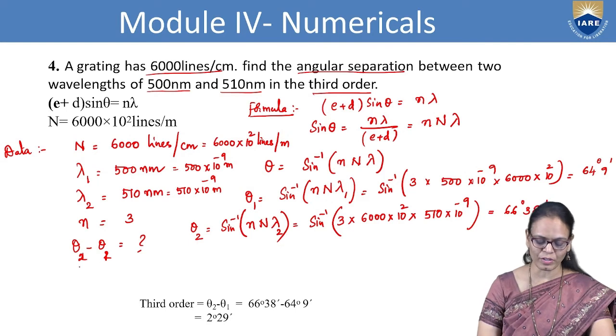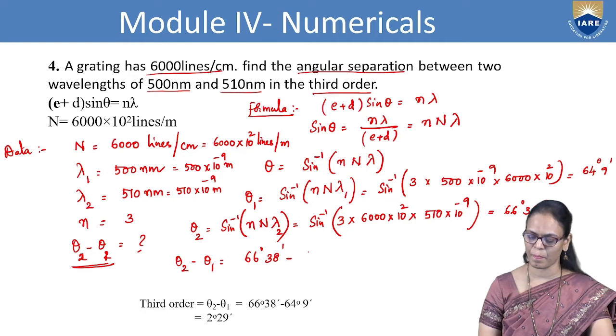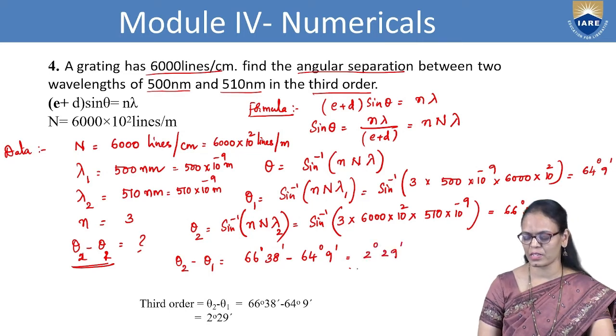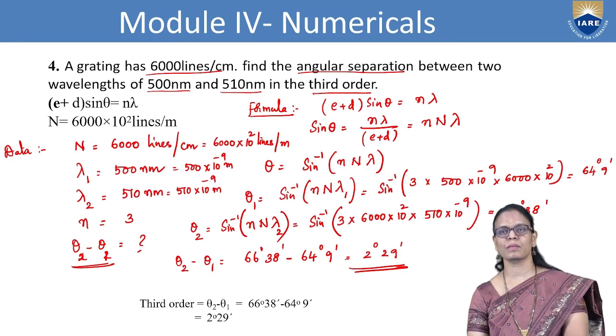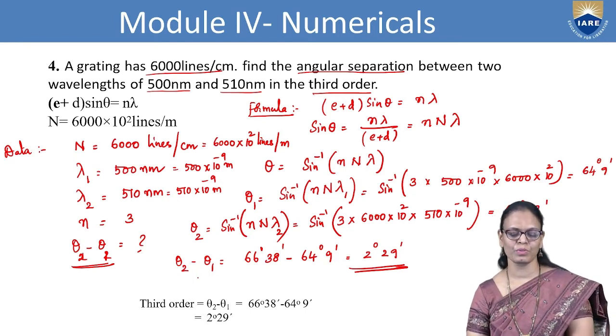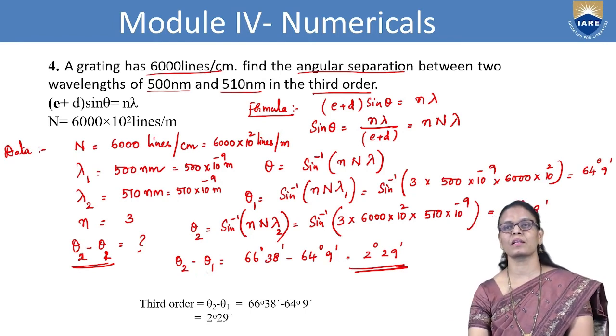So when we have to calculate the angular separation, we have to do theta 2 minus theta 1. So that will be 66 degree 38 minutes minus 64 degree 9 minutes. So that will be 2 degree 29 minutes is the answer. This is the angular separation between the two spectral lines.